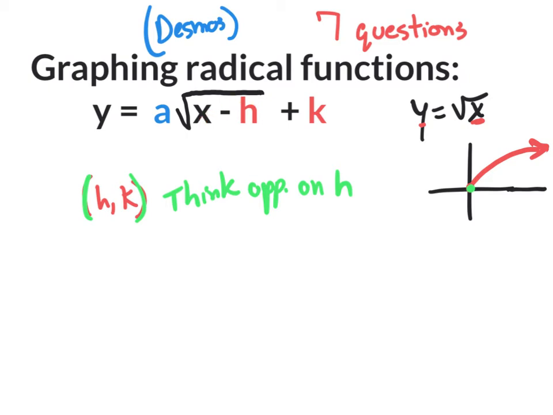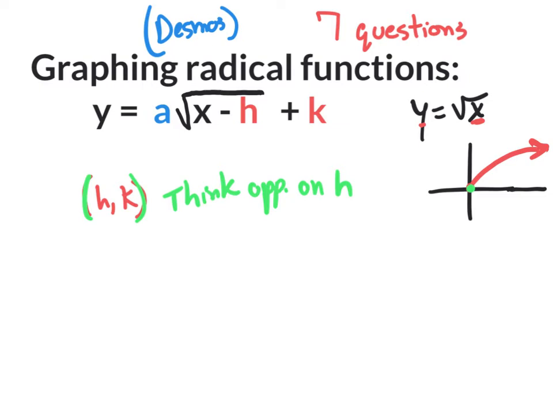If it says x minus 1, remember that h is plus 1. Think opposite on h, take k for what it is, and that'll give you that beginning point. H will always be inside parentheses or square roots with the x being subtracted from x, which means think opposite. The k value will always be on the outside by itself. The h will always be the left and right shift. The k will always be the up and down shift.